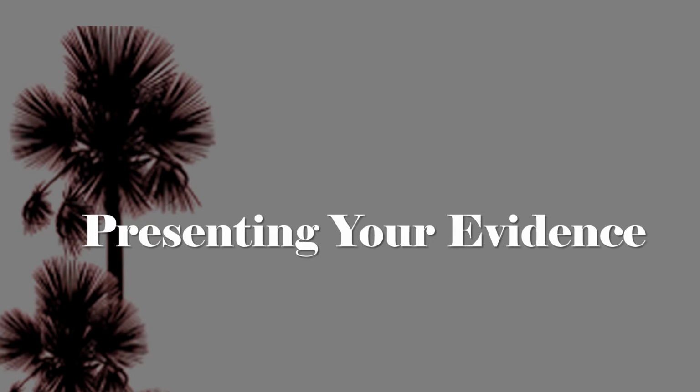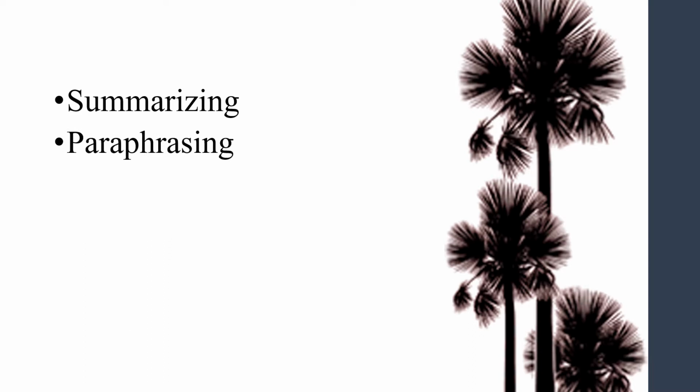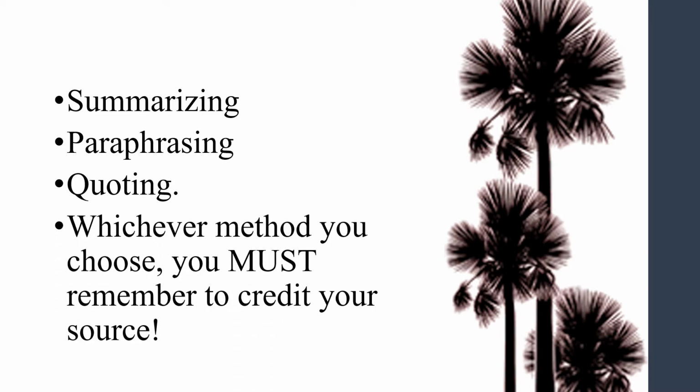First, let us look at presenting your evidence in general. There are three forms of evidence you can incorporate into your text. 1. You can summarize your information. We will all remember doing summaries in school. The same principle applies. Note graphs, tables, and charts are forms of summary. 2. You could paraphrase, restate the argument in your own words, or 3. you can quote your source directly. Remember though, that whichever method you choose, you absolutely must credit your source.